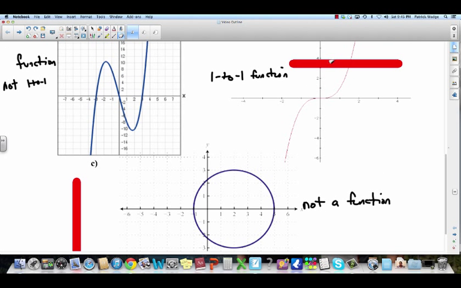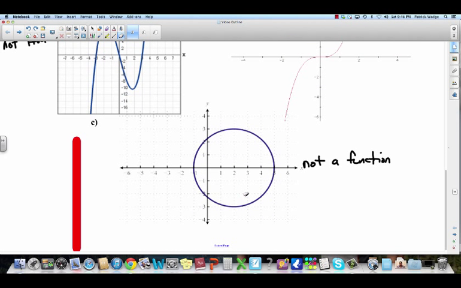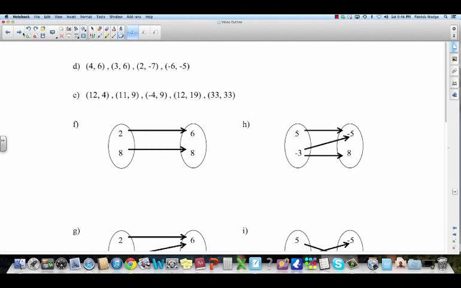Okay, we don't even need to look at the bottom one. We already know it's not a function, so it doesn't matter whether it passes the horizontal line test. It can't be a one-to-one function if it's not even a function. Alright, so now we're going to figure out whether these are functions, one-to-one functions, or neither. So let's take a look at this first question here.